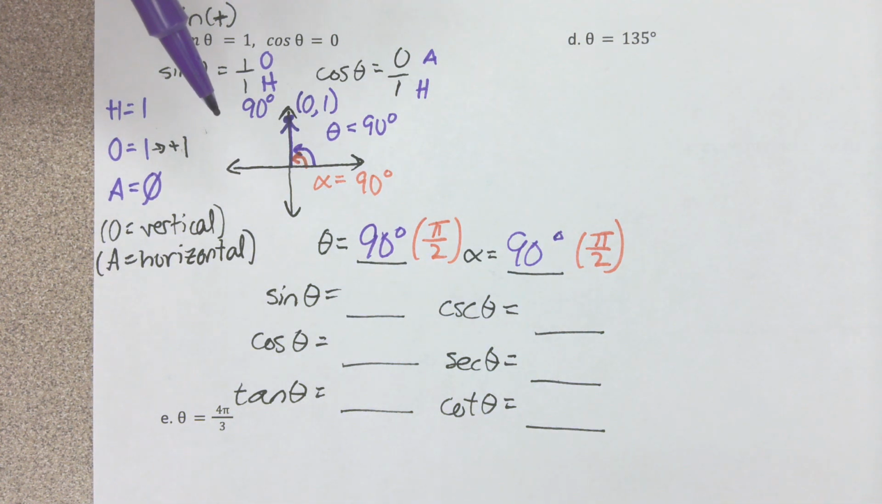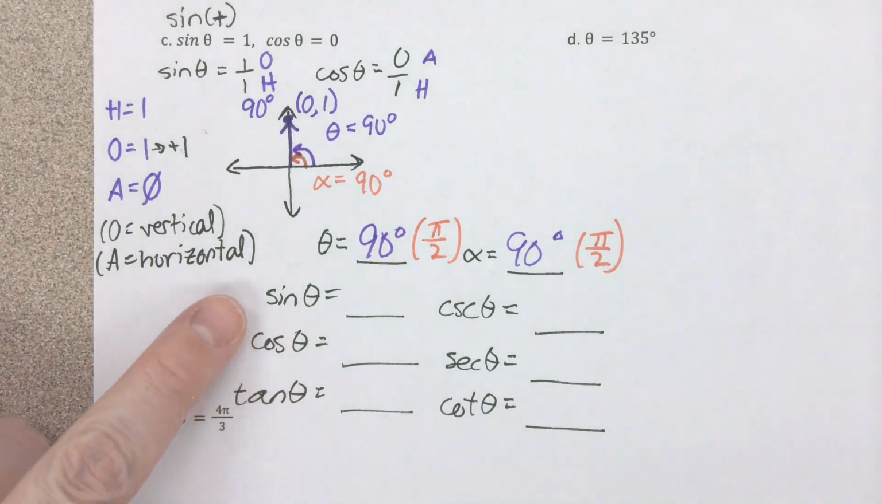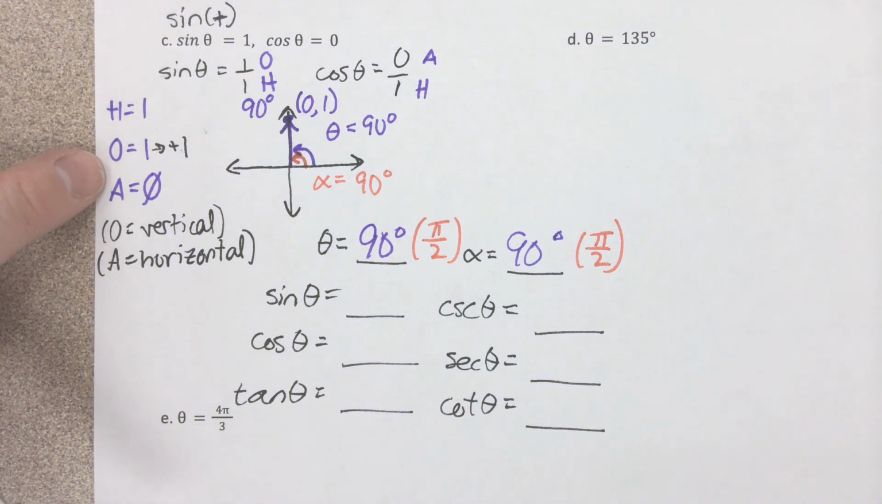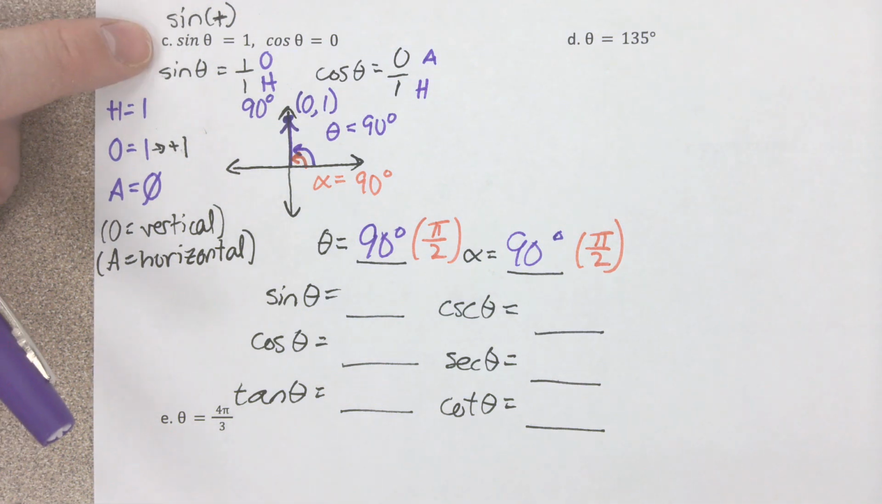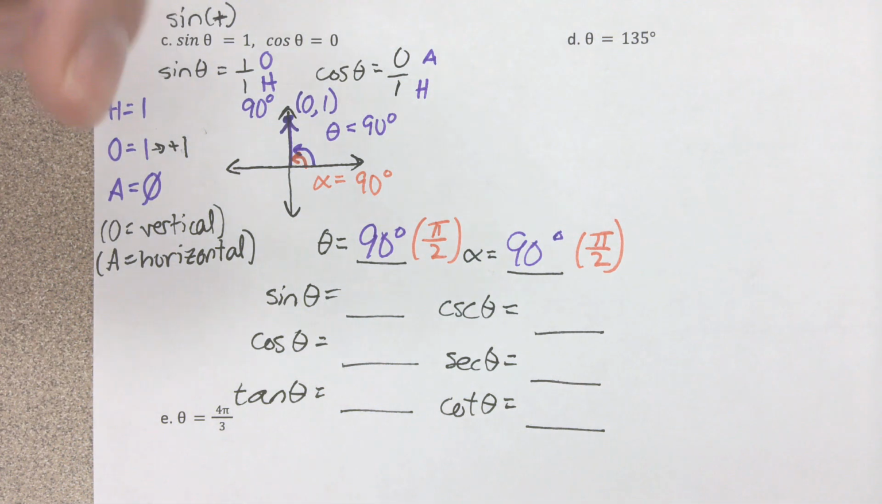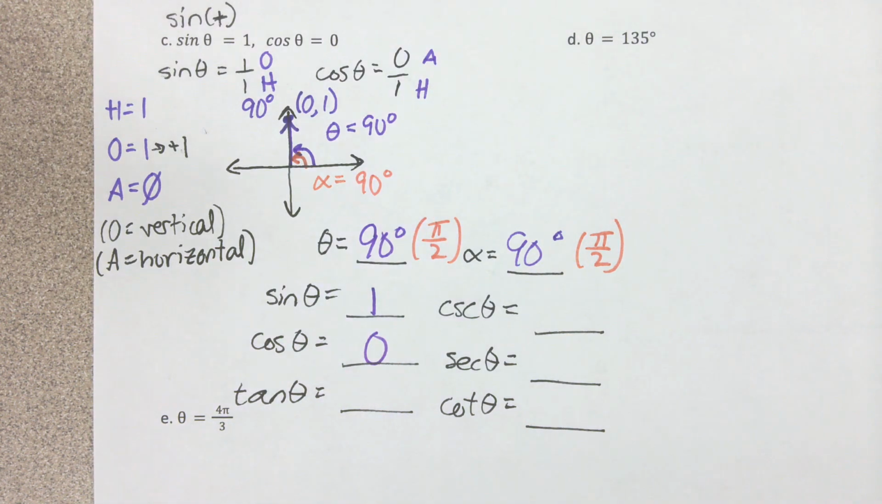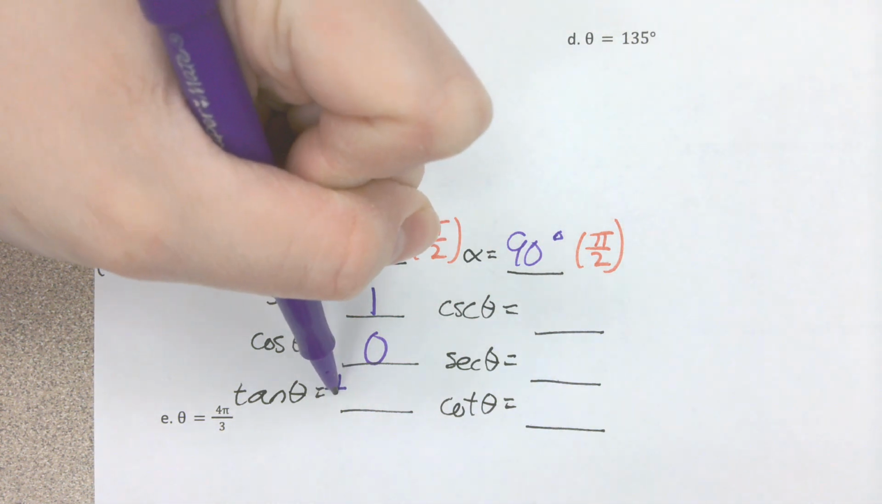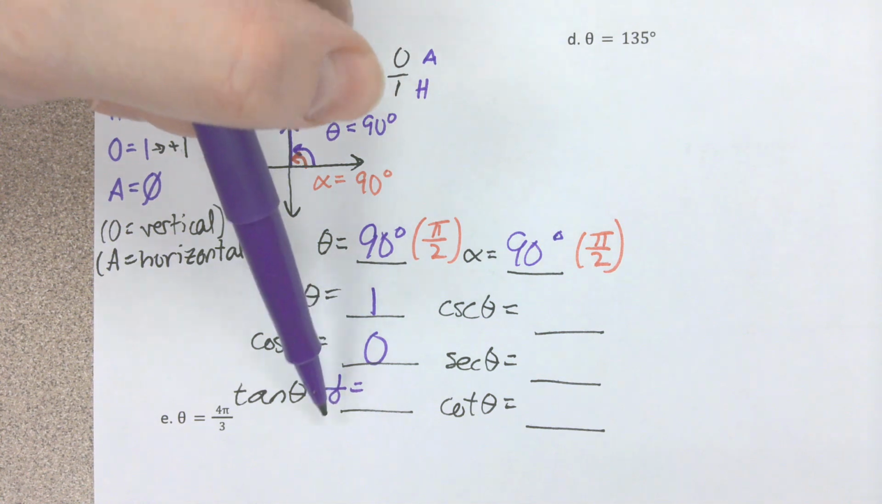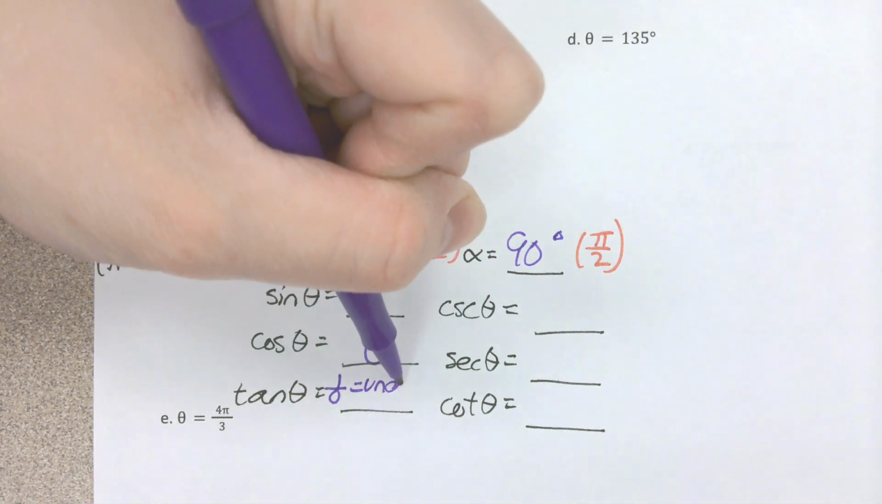Sine of theta, so we have H, O, and A already set up over here. Sine is O over H. O is 1. And actually, I'm getting ahead of myself here. They gave us that. Sine is 1. And cosine is 0. Tangent is O over A. Tangent is 1 over 0. And 0 on the bottom is undefined.